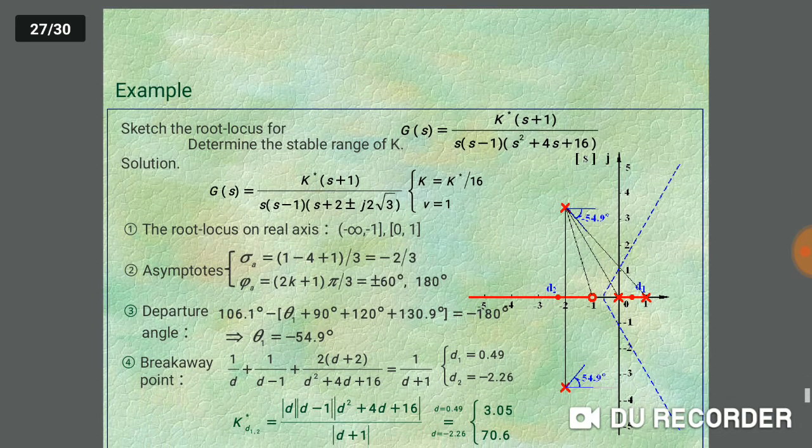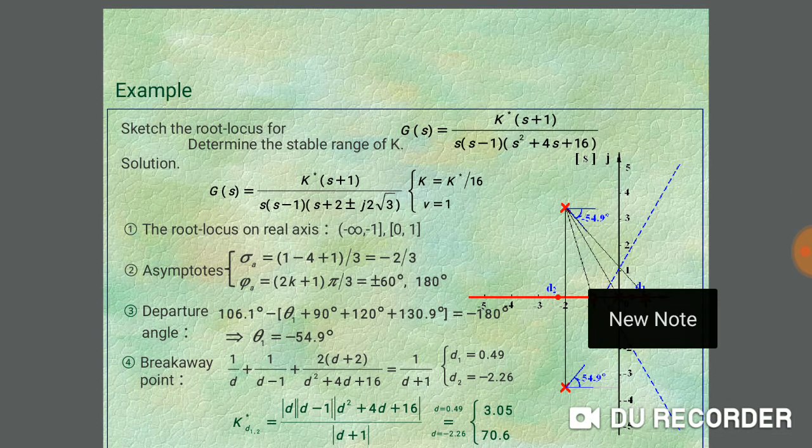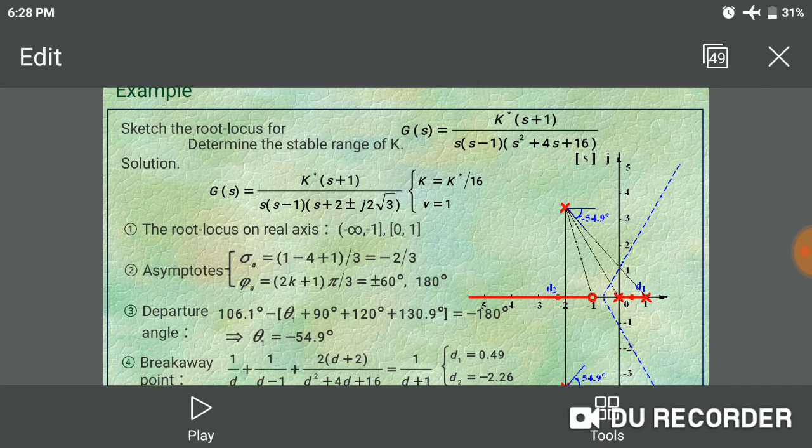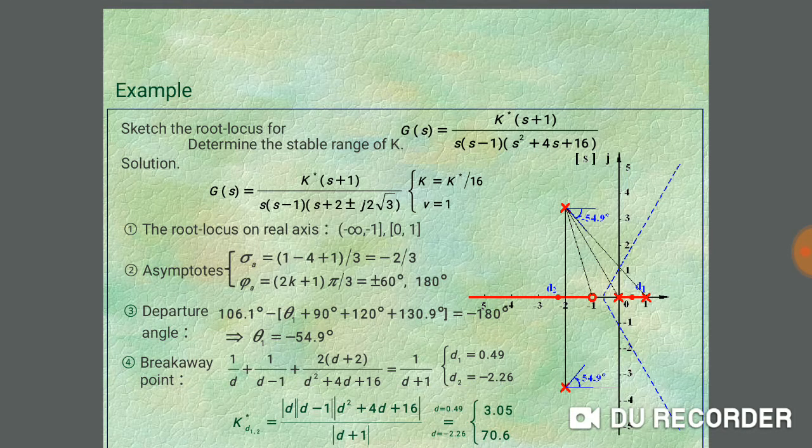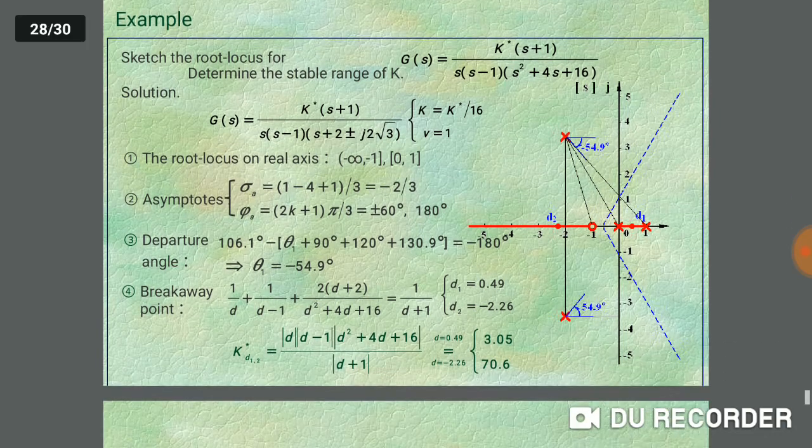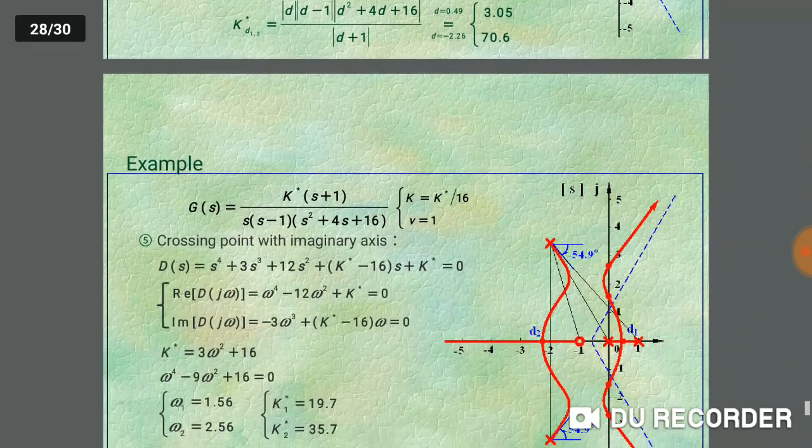Another example: k into (s plus 1) divided by s into (s minus 1) into (s square plus 4s plus 16). G of s is given. We can consider that h of s is equal to 1, unity, and then calculate the values. Find out the number of poles, number of zeros, angle of arrival, angle of departure, centroid or sigma, then angles, and the breakaway point we can calculate. And this is the diagram for that.